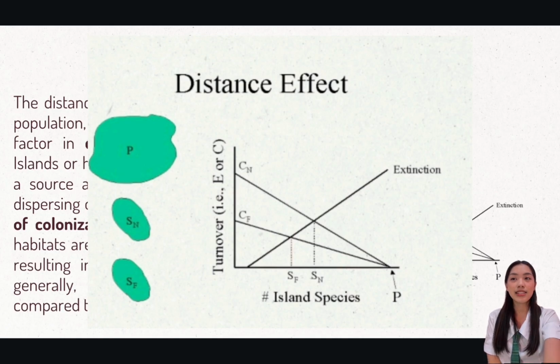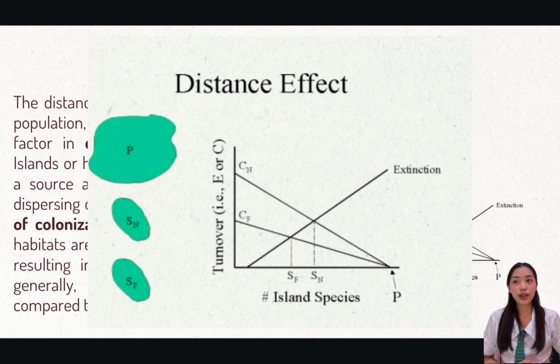So the near islands, ito yung islands na malapit sa mainland. Meron siyang mataas na immigration rates that represent ito siya, yung CN, or it means near. So it is physically easier for organisms like seeds, birds, or insects na ma-reach yung islands na yun. While the remote islands naman, or ito, yung CF, ito naman yung merong mababang immigration rate. CF meaning far, because the distance nag-act siya as a significant barrier to dispersal.